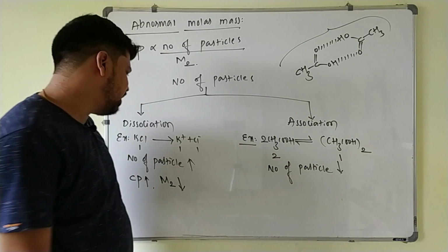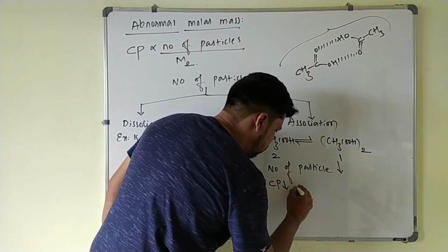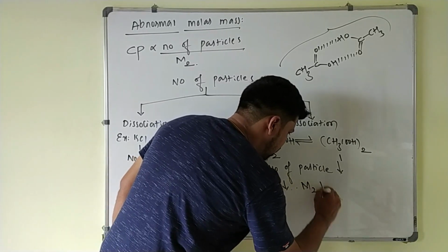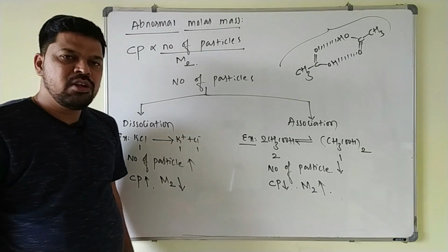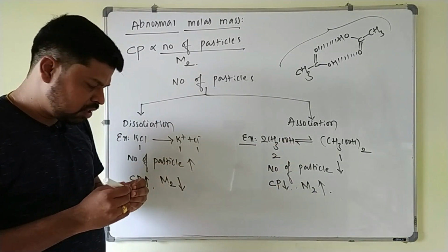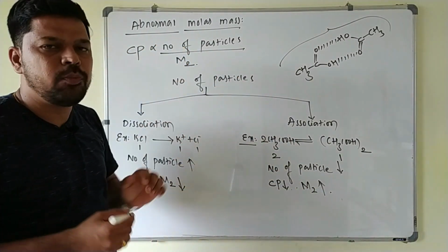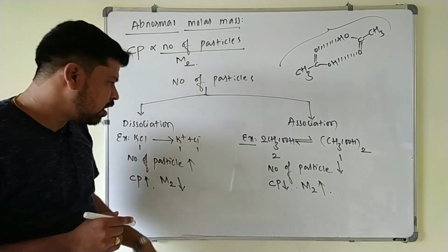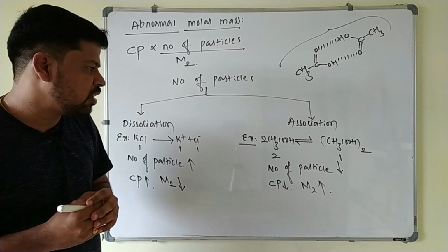As the number of particles decreases, the colligative property value also decreases. Colligative property value decreases means the molar mass of the solute calculated will increase. So for a solute which undergoes dissociation or association, the molar mass calculated by using colligative property will be either lower or higher than the expected value. Such molar mass of the solute is called what?